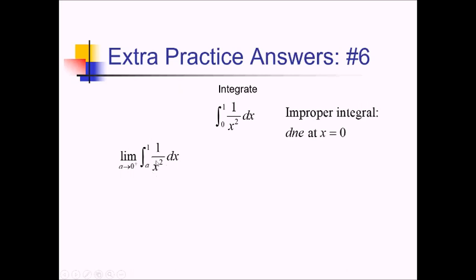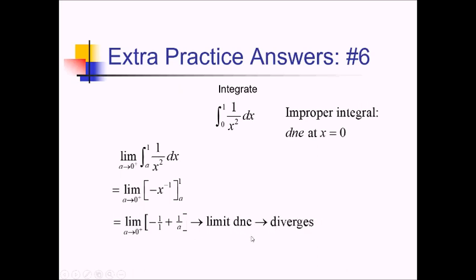Now taking the antiderivative here, this is really x to the negative 2. That bumps up to a negative 1. So we have negative 1 times x to the negative 1 evaluated from a to 1, with a approaching 0 from the right. So this is going to be negative 1 over 1, minus minus, so plus 1 over a. And as a approaches 0, well, that's a bit of an issue because you're dividing by 0 here. So this does not exist, and that means that our integral is going to diverge.